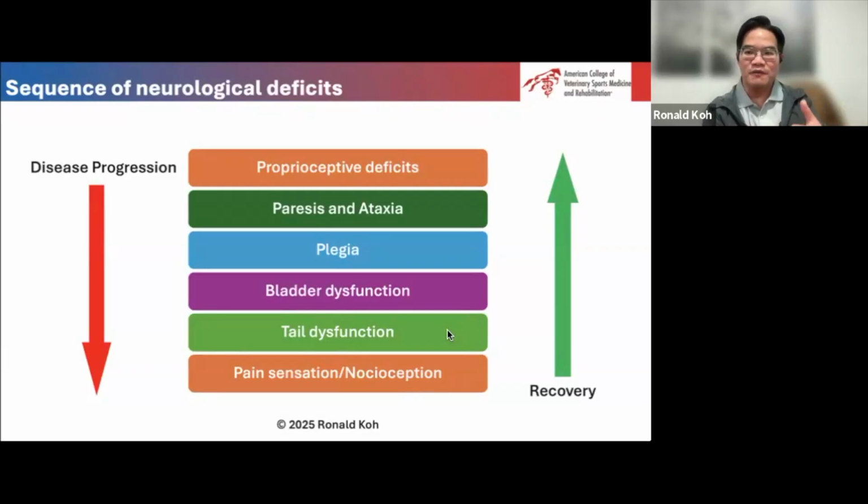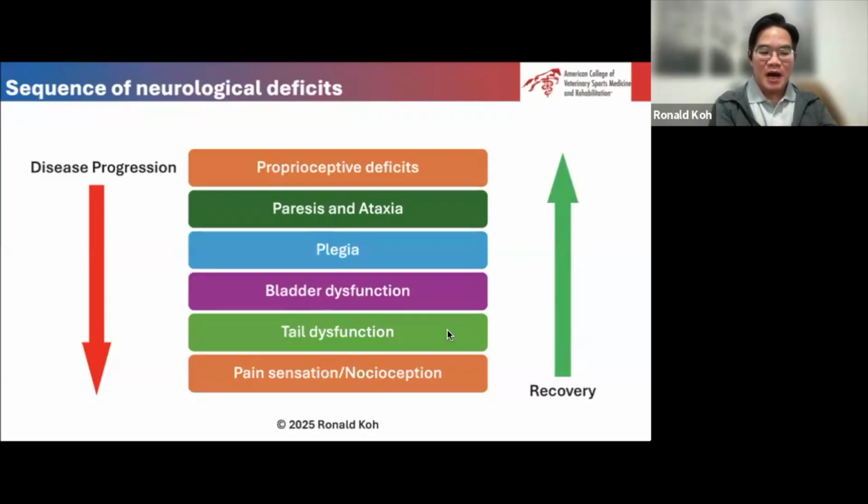This is why every time I see a dog start wagging the tail, I'll be very happy. I will share the good news with the owner, saying your dog started wagging the tail voluntarily. That means the dog might regain some motor function, and then they might regain some bladder function. They might be able to hold the urine better, and urinate a little bit better. So that's good news. That means the motor function is slowly coming back.